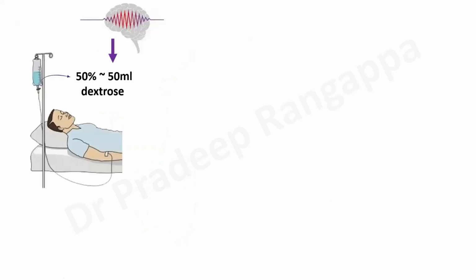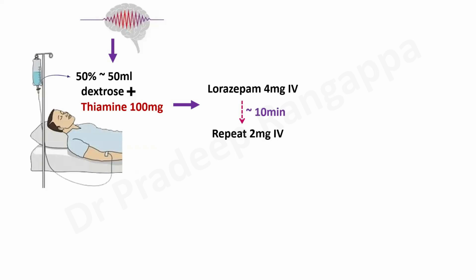So someone comes with status epilepticus, what is the protocol? You have to ensure you give 50 ml of 50% dextrose. If you do not have ways to check whether there is hypoglycemia, just give 50 ml of 50% dextrose with thiamine, 100 mg. After this, lorazepam 4 mg IV stat has to be given.